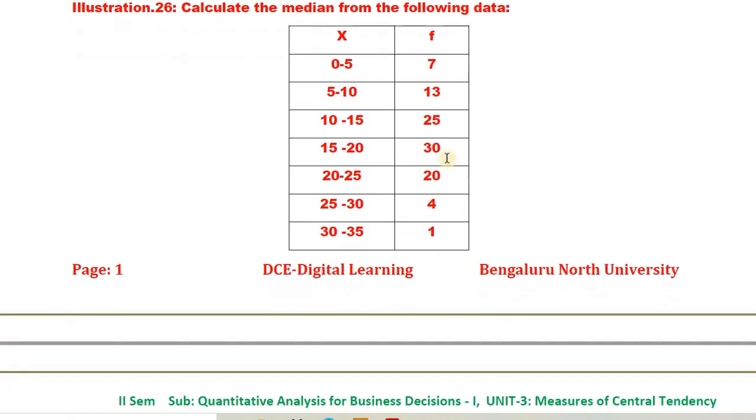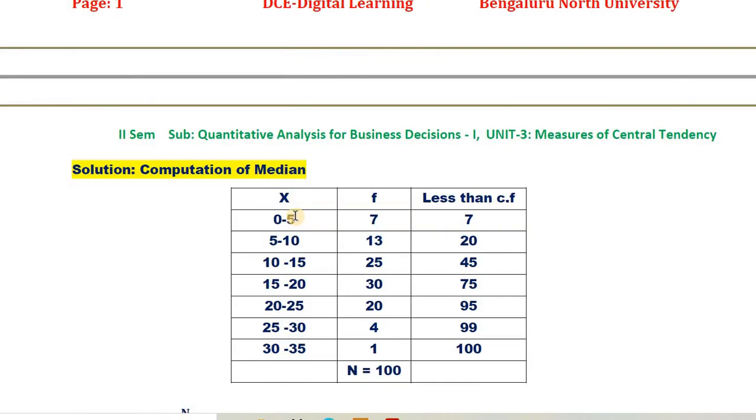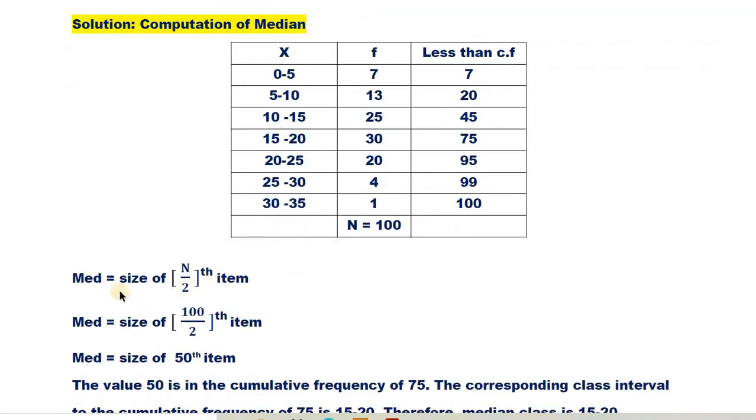Now for the median in a continuous series, you have to apply the formula, for which you have to find the size of median. To find the size of median, the formula is N divided by 2. N is nothing but the total of frequency, divided by 2, the 2th item. And now with the help of a table, you can find the cumulative frequency as well as the total frequency by providing 3 columns in the table.